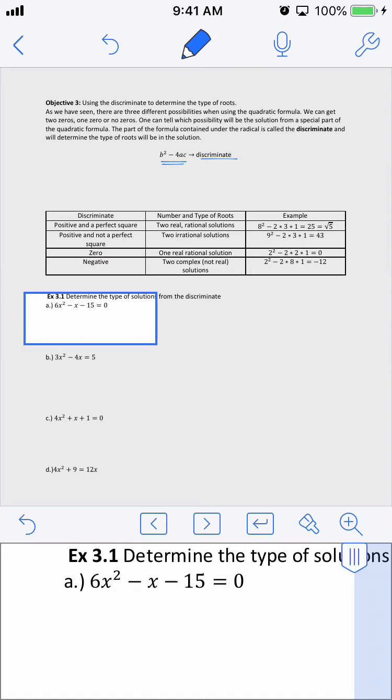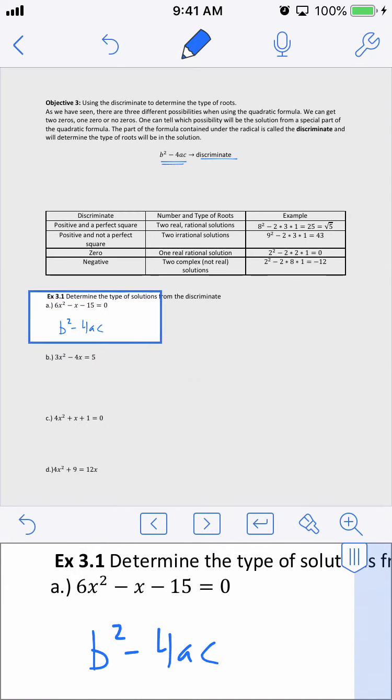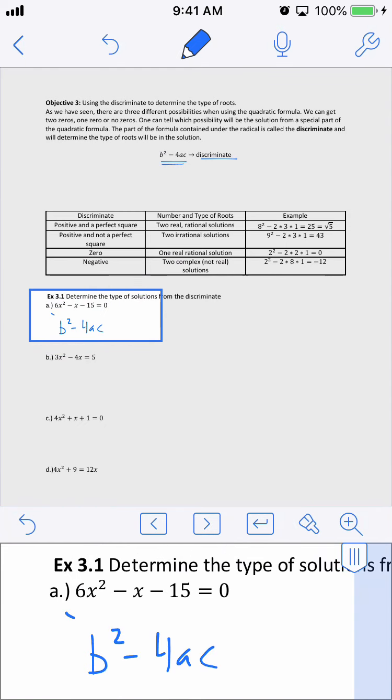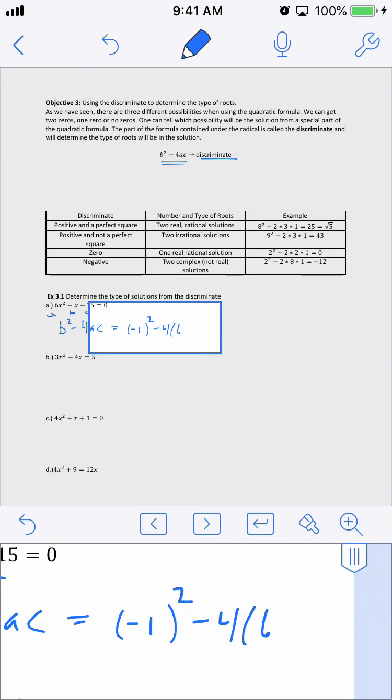The way to answer that is only to do part of the equation. Do half the work and see where it leads you. Okay, so let's do half the work. Let's just do the square root part. All right, b squared minus 4ac. Let's just find the discriminant. Here in this case, a would be 6, b would be negative 1, and c would be negative 15. So let's go ahead and plug that in now. Negative 1 squared minus 4 times 6 times negative 15.